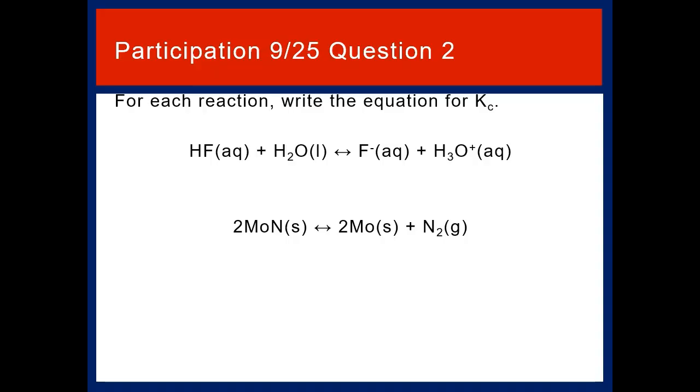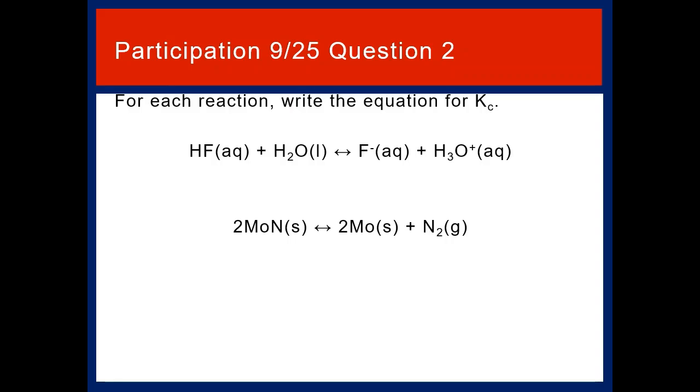Participation 925, question 2. For each reaction, write the equation for Kc. I have HF aqueous plus H2O liquid becomes F minus aqueous and H3O plus aqueous, and then 2MoN solid becomes 2Mo solid plus N2 gas. This is the second question on participation 925, due Friday, September 25th at 11:59 p.m. over on Blackboard. Link to the assignment is right below the document where these videos are posted. Again, for each reaction, write the equation for Kc.